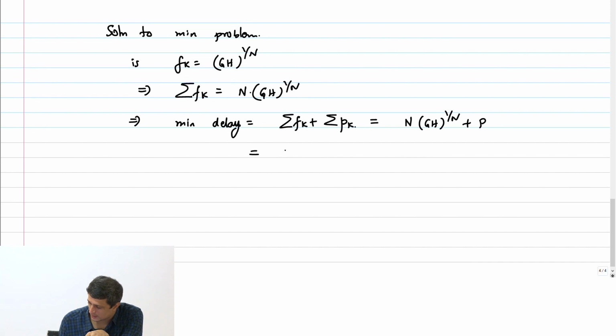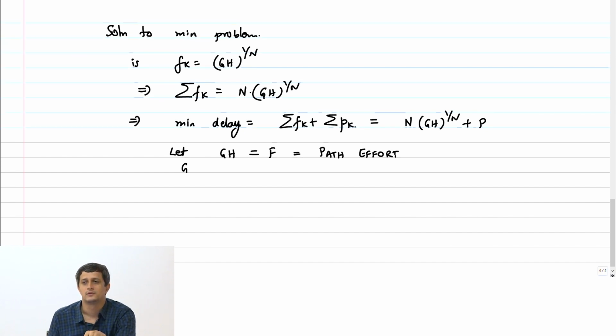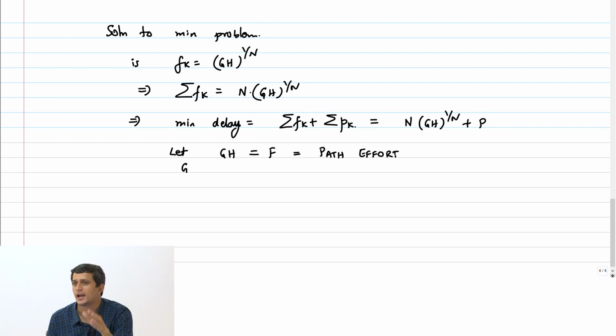So now let us say I am going to call this, let G into H equal capital F, which is equal to the path effort. Okay, I am going to define this as the path effort, and each Fk I am going to call the stage effort.